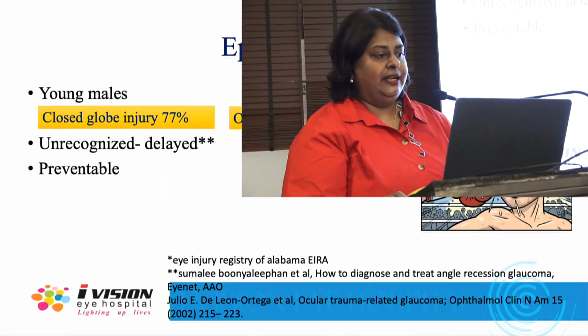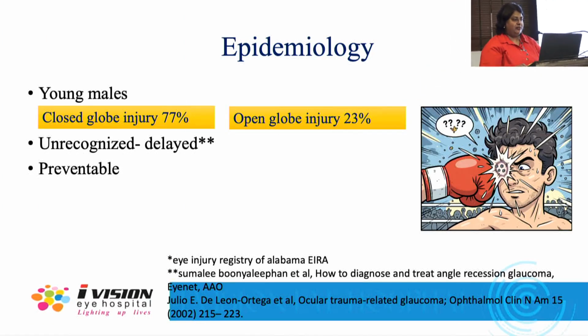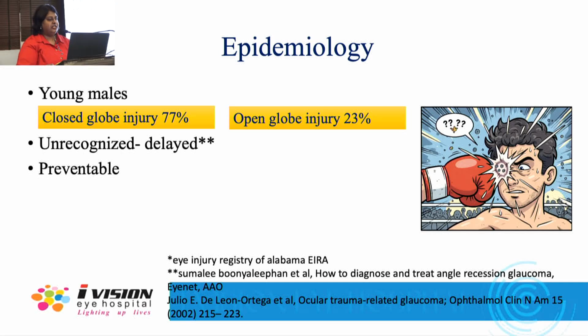Regarding epidemiology, trauma, as you know, is more common in young males, and in mechanical injury, closed globe injury is most common. It is 77%, and open globe injury is 23%. The issue with any traumatic glaucoma is that most of them are unrecognized because people forget about their old trauma and the diagnosis gets delayed. And this is one of the causes of preventable glaucoma.